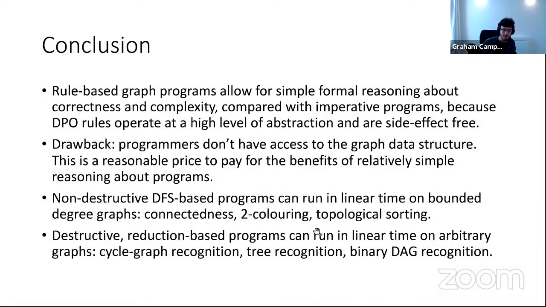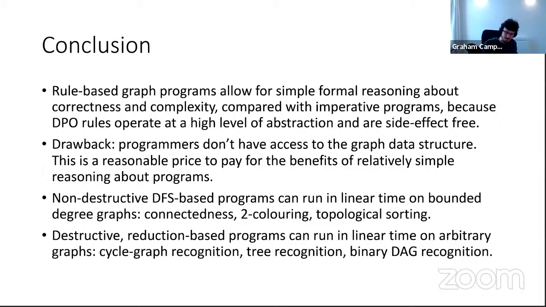So rule-based graph programs allow for simple formal reasoning about correctness and complexity compared with imperative programs, and this is because DPO rules operate at a high level of abstraction and don't have any side effects. So this is intentional, and the drawback of this, as we already discussed, was that you can't arbitrarily look at the data structure or arbitrarily leave stuff behind to look at later, right? You can't interfere with the data structure. You get what you're given. You've got a graph, and you can do DPO rules, right? And that's it.